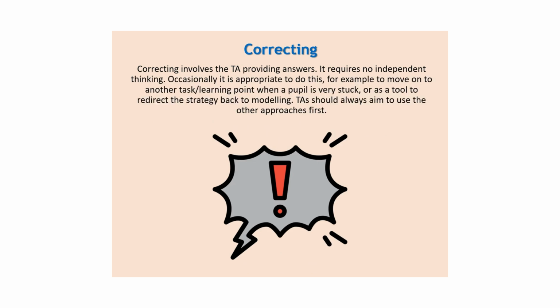Correcting. Correcting involves the TA providing answers. It requires no independent thinking. Occasionally, it is appropriate to do this, for example, to move on to another task or learning point when a pupil is very stuck, or as a tool to redirect the strategy back to modelling. TAs should always aim to use the other approaches first.